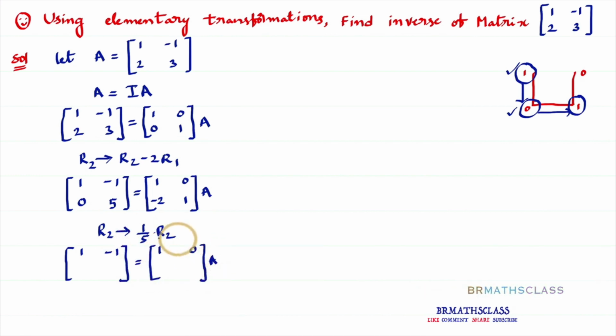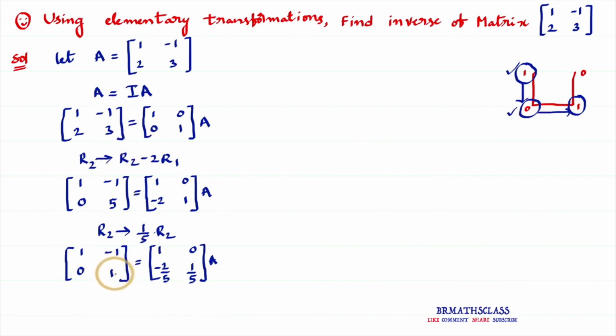Is any change there in R2? Yes. What is the change? All the elements of the second row are multiplied with 1 by 5. 1 by 5 into 0, that is 0. 1 by 5 into 5, that is 1. 1 by 5 into minus 2, that is minus 2 divided by 5. All the elements of the second row you multiply with 1 by 5. 1 by 5 into 1, that is 1 by 5.